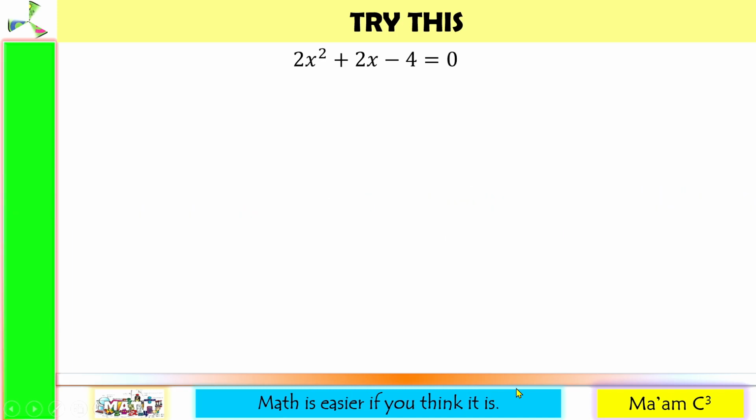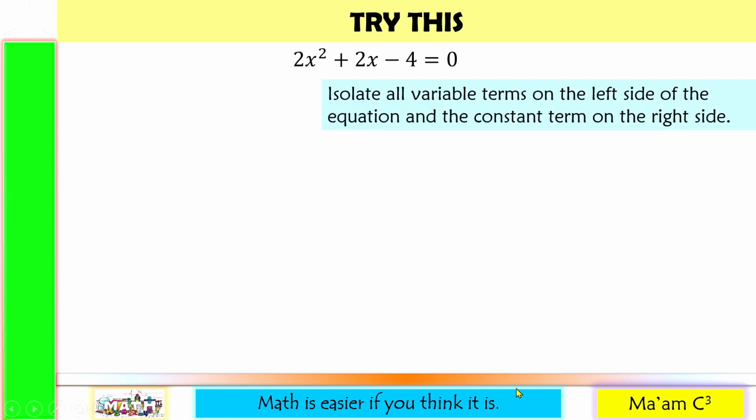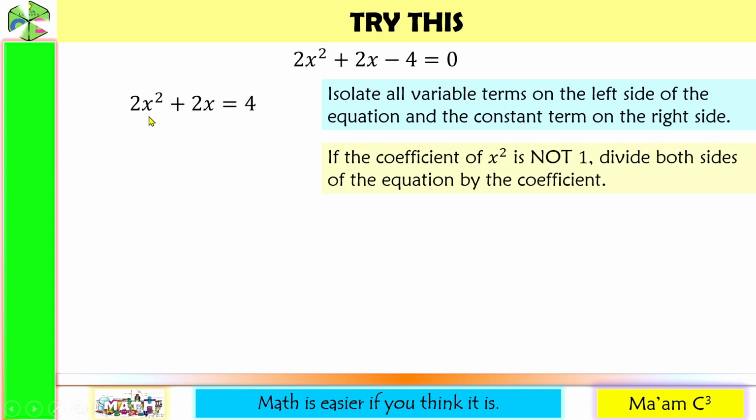Try this. 2x squared plus 2x minus 4 is equal to 0. Again, step 1 is to isolate all variable terms on the left side of the equation and the constant term on the right side. So the constant term here is negative 4. We're going to move this to the right side. Next step, if the coefficient of x squared is not 1, divide both sides of the equation by the coefficient. Just like in this example, the coefficient of x squared is not 1, it is 2. So we are going to divide both sides of the equation by this numerical coefficient.